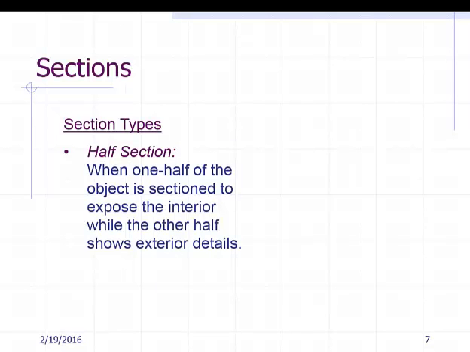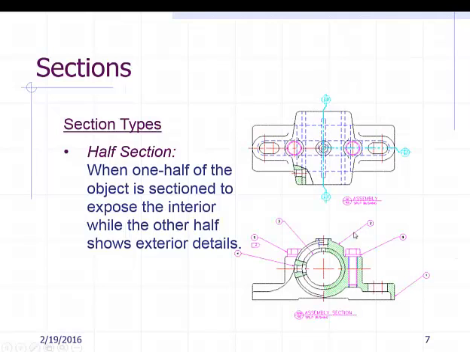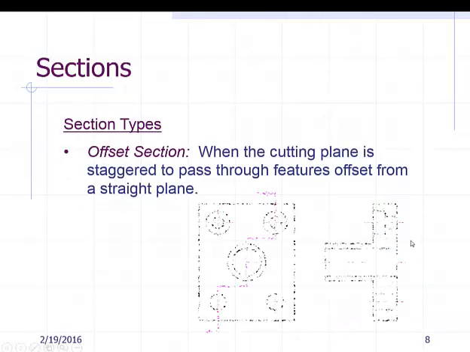Half section, we only cut halfway into the part. And by halfway, sometimes this is kind of confusing, but with a full section, you're literally cutting half the part out. And then with a half section, you're basically taking a quarter chunk out. But if you think in terms of what the resulting section view looks like, either the full thing is sectioned or only half of it is sectioned.